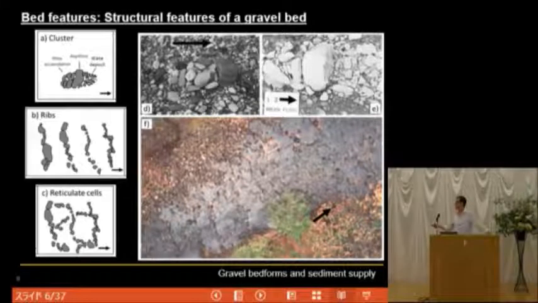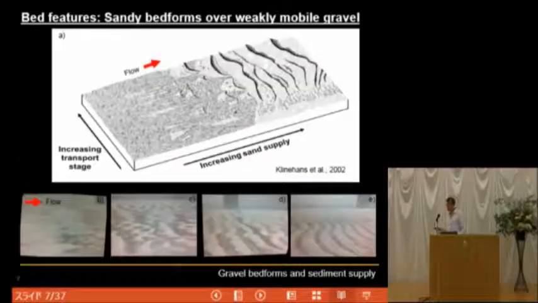And then if you start connecting some of those transverse ribs by inserting some large stones in between them, you can start developing these reticulate stone cells that Marwan Hassan and Mike Church have written about quite a bit. The last feature of gravel bed rivers that we see are sandy bed forms that develop over a weakly mobile gravel, or sometimes an immobile gravel.